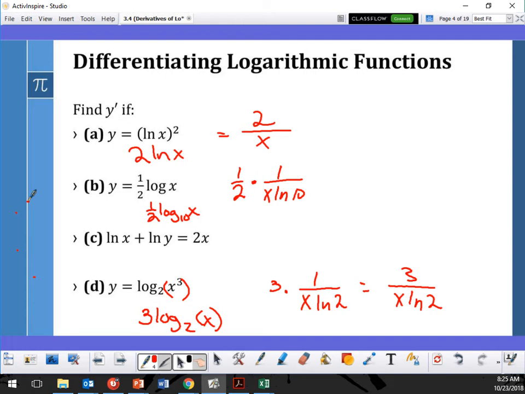Let's take a look at the next one. So the derivative of ln x would be 1 over x, plus, what's the derivative of ln y? 1 over y times dy/dx, and that equals 2.